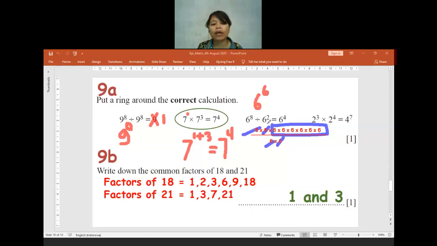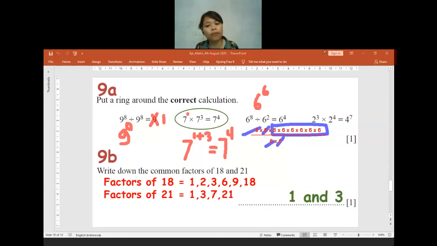Is there anyone who has a question on the third calculation before I move to the next calculation? Is there anyone who gets confused? No, teacher.